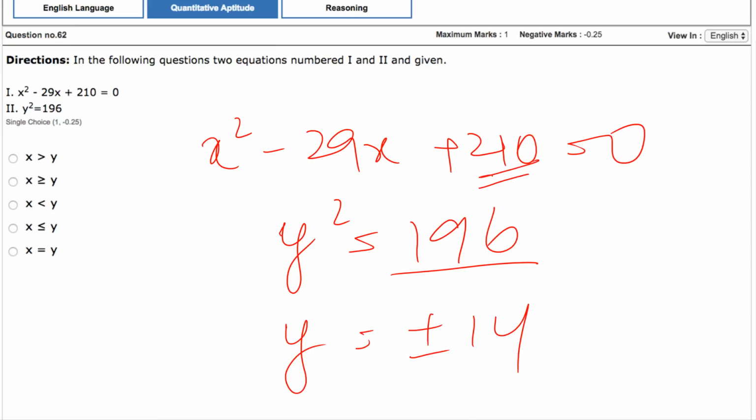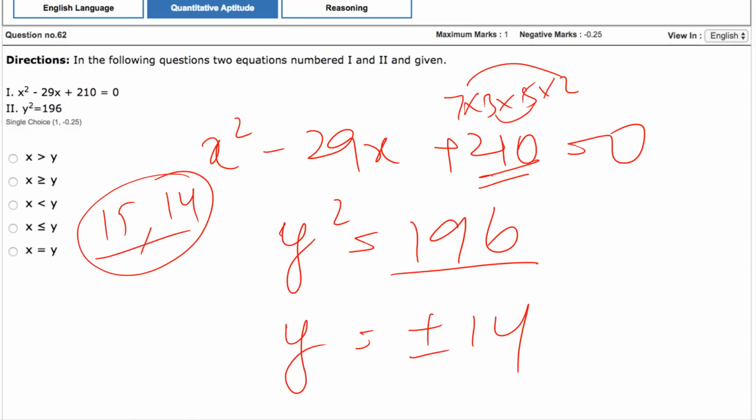This is what we had to be concerned about. This is 7 3 the 21 into 5 into 2. This is what it is, right? Okay, clearly I can see 15, 14, no problem. So this is 15, this is 14. So now clearly these values are greater than or equal to y. I hope this is clear.